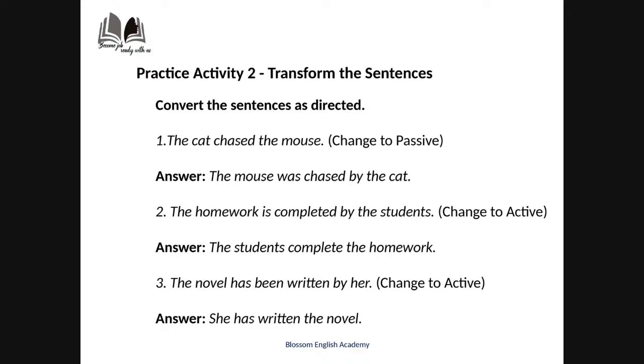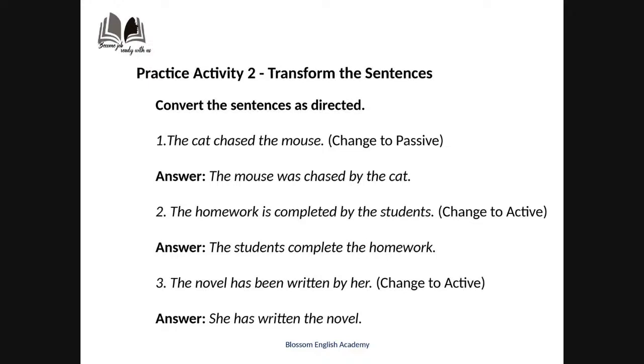So, the object becomes the subject in passive voice. The mouse. And what is the verb over here? Chased. It is in simple past tense. So when you convert simple past tense of active voice into passive voice, it becomes was chased, because the object over here is the mouse and the mouse is a singular noun.